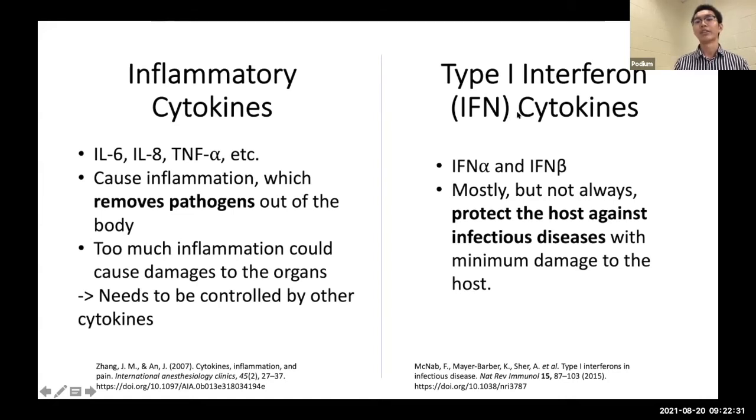For type 1 interferon cytokines, we have interferon alpha and interferon beta. They mostly, but not all the time, protect the host against pathogens without damaging the host.